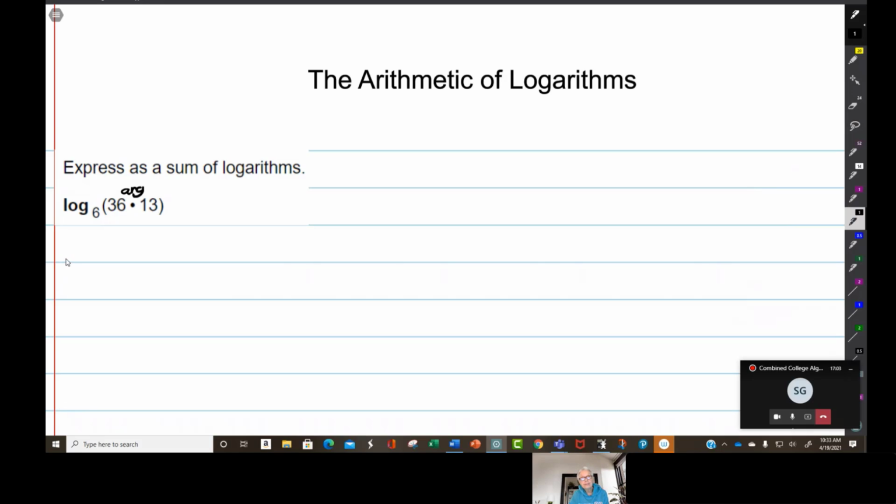There are rules. Logarithms have their own rules. Now you're going to meet them. The rules of logarithms are based on the rules of exponents. So let's look at that first.